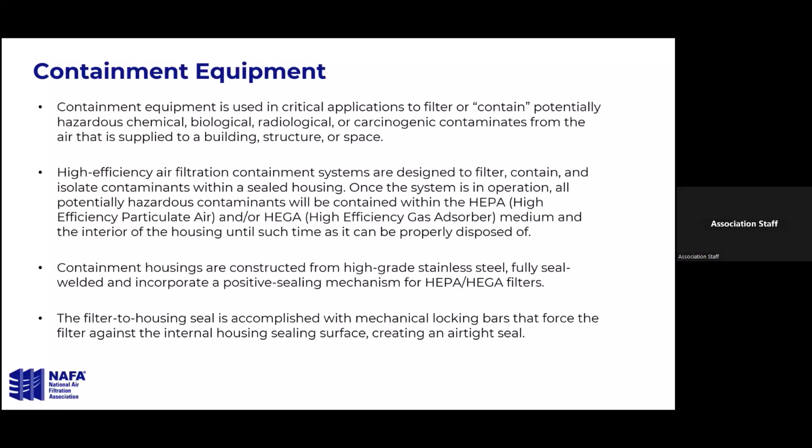And that filter to housing seal is accomplished with mechanical locking bars that are going to force that filter against the internal housing seal, whether that be a flat flange for a gasket seal filter to press up against, or it's a knife edge for a fluid seal filter to press up against. And I'll show you that in a few slides.